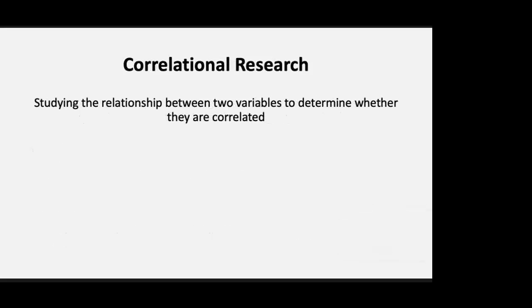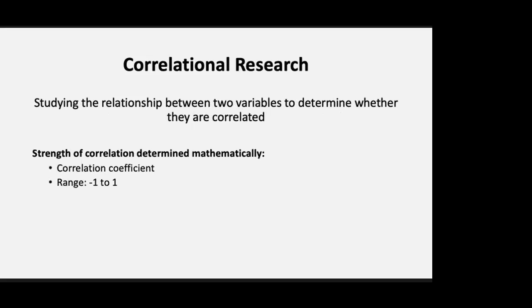We also have something called correlational research. So this involves studying the relations between two variables to determine if they're correlated, which means if they're related to each other or not. So we're looking at a relationship. We want to measure how correlated they are, or the strength of their correlation, so the strength of their relationship. And if you take a statistics course, you're going to learn all about the correlation coefficient and things like that. I just want to mention that this is how we measure correlational research.